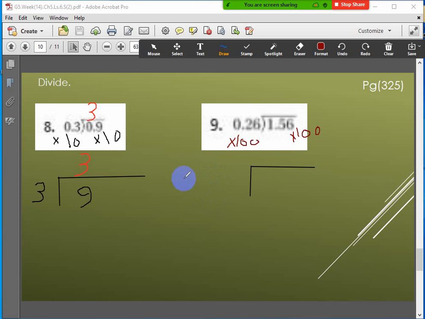0.26 multiply 100 equals what? Yes, raise your voice. 26, yes. Now 1.56 multiply 100 equals what? Okay. 156. Very good, Celine.